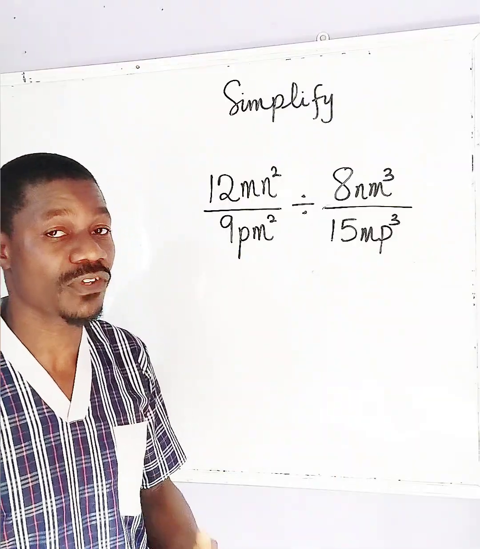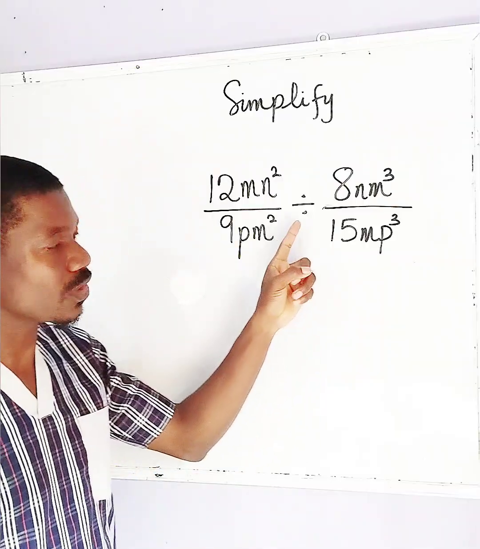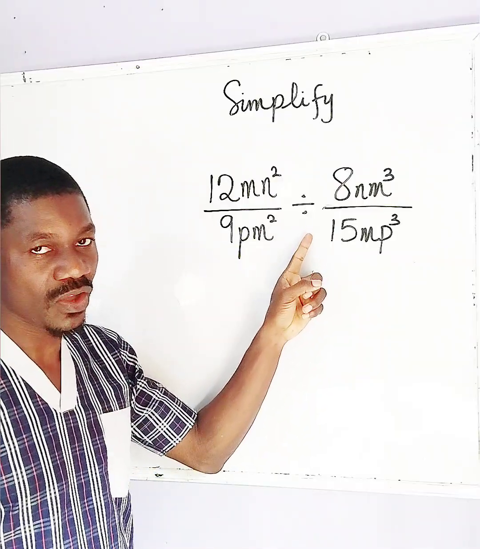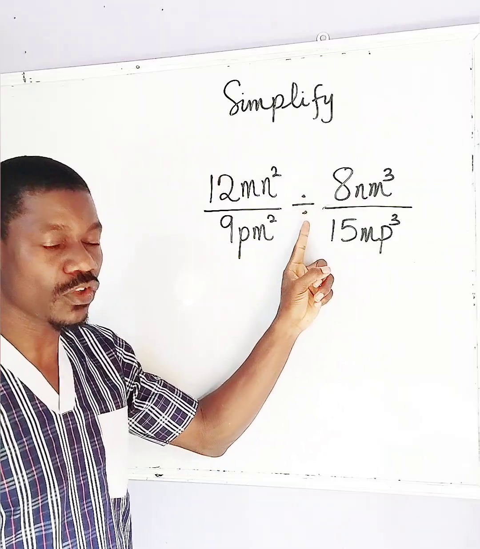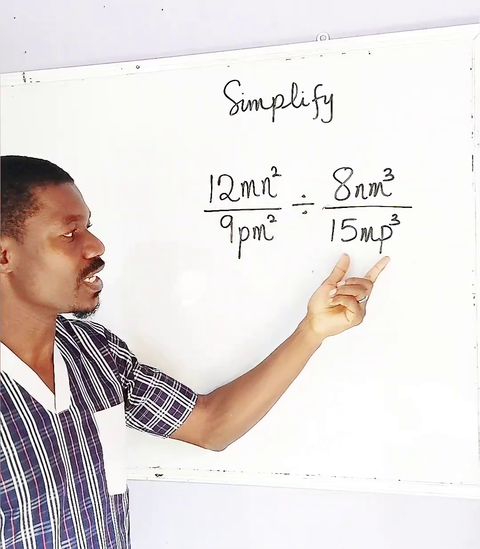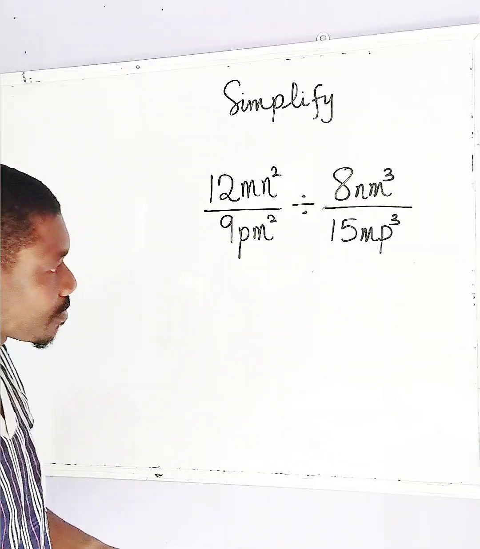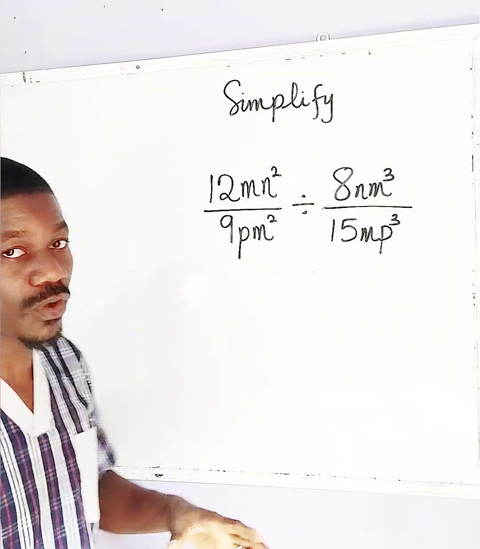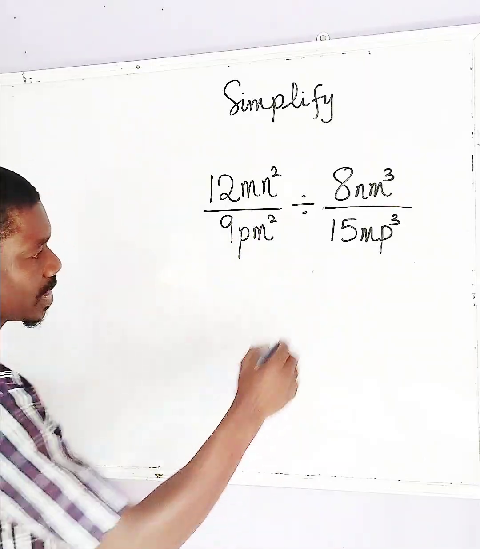Very easy. Now the first thing you need to do whenever you encounter problems like this is to consider the division sign, or whatever the operation sign is. If it is division, all you need to do first is to flip the right hand side of the expression, and that will help us to ease the simplification process. All right, so let's get started.